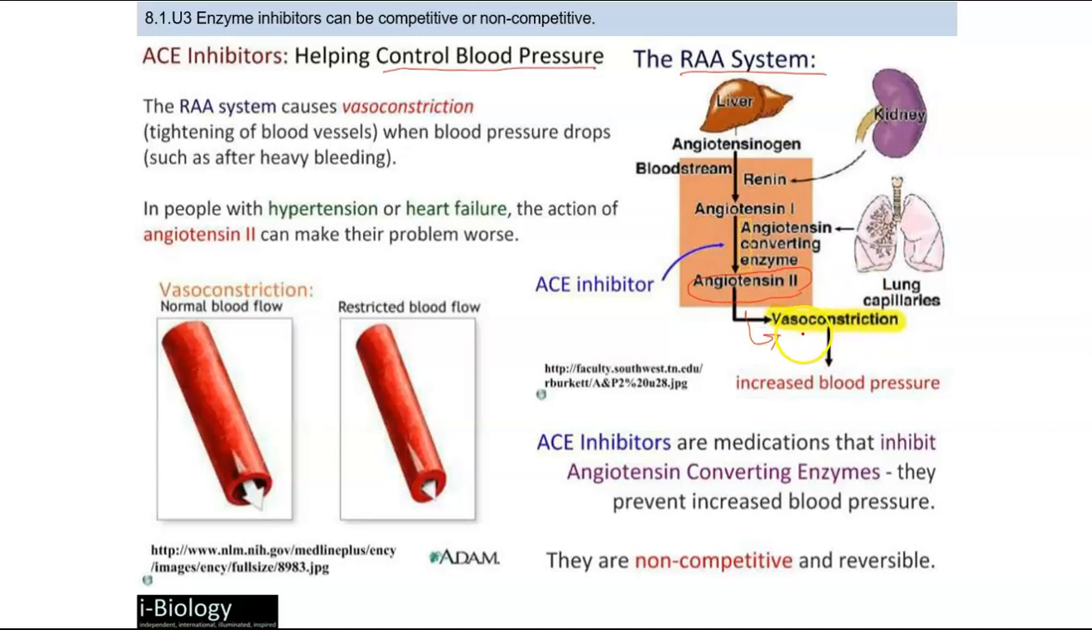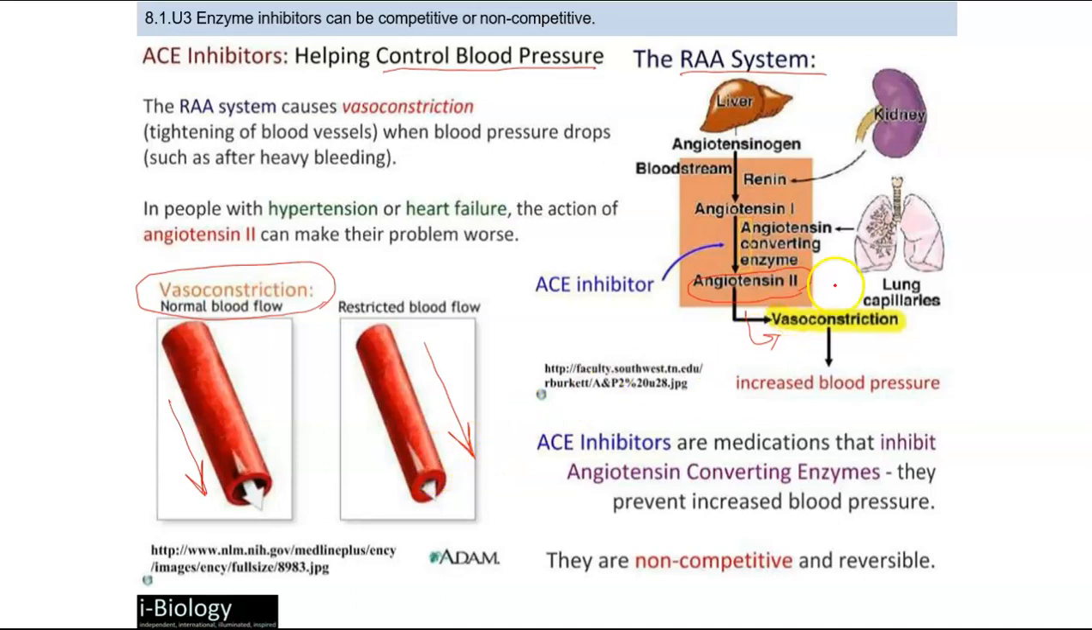These definitions, you will learn about them in human physiology. You don't need to be worried about these things right now. If you don't know what vasoconstriction is, it's okay, because we will discuss this in human physiology. But just simply explaining what vasoconstriction is: here is the normal blood flow, so the blood can normally go through, and here is when there is a restriction on the blood flow.